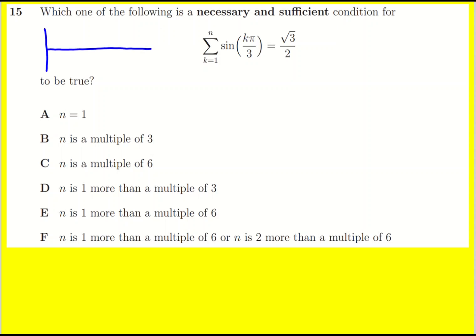Just going to sketch the sine curve out in this question to begin with. Remember, it repeats periodically every 2 pi radians. Now, I'm just going to write a little list down. If I put k equals 1 in, then I would get as my term sine of pi over 3, and that is root 3 over 2.